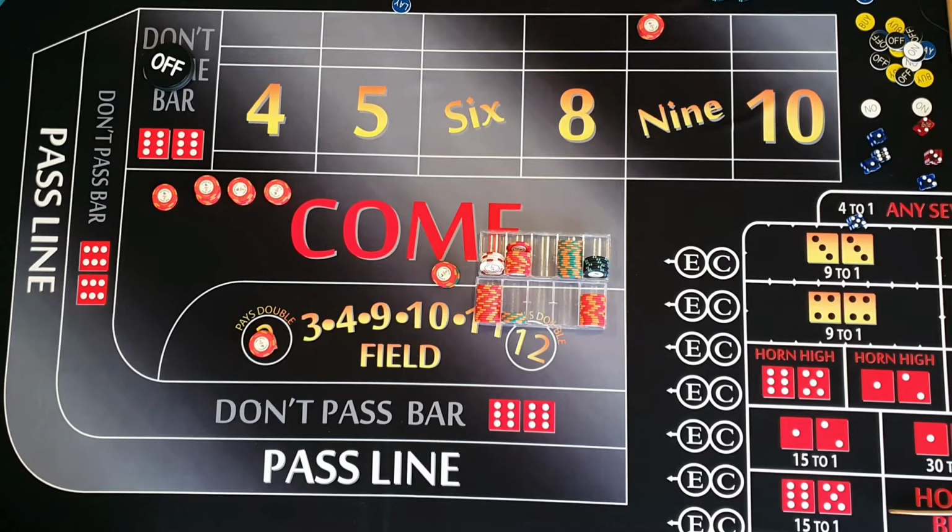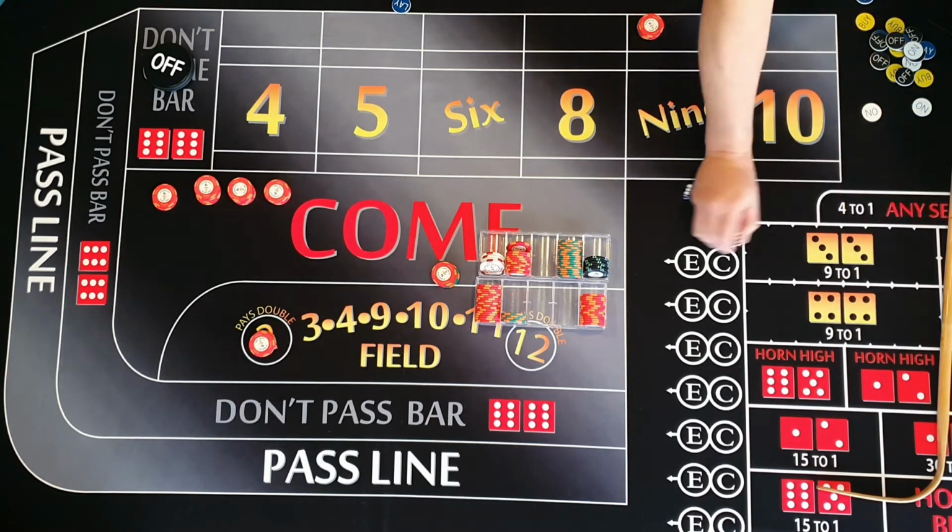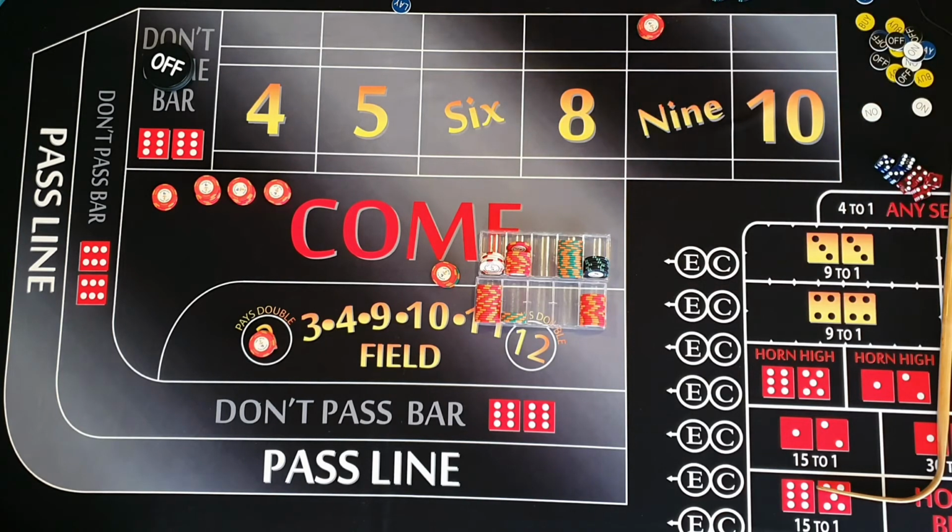So, oops, dropped my dice there. Maybe I'll drop that again. Maybe I'll get some fresh dice. Let's do that. All right. Keep dropping them. They must want to come out of my hand for a good reason.